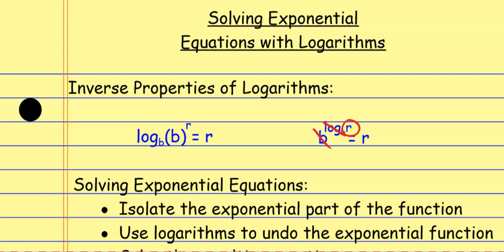If I have log base b and b raised to a power, they cancel each other out. If I have log base 2 and 2 raised to a power, they cancel each other out. If I have log base 5 and 5 raised to a power, they cancel each other out. And that's all these properties are saying. And really, from our perspective, we're just going to use this one here during this lesson, okay?